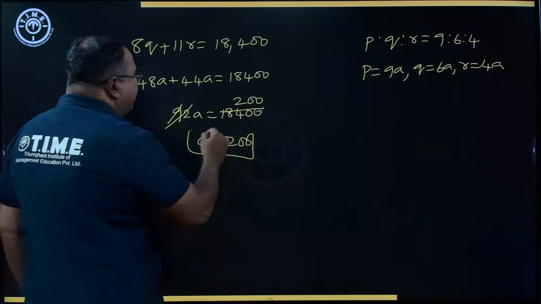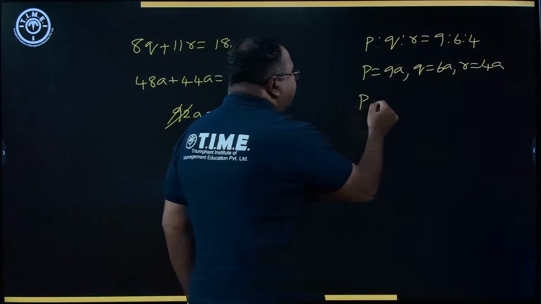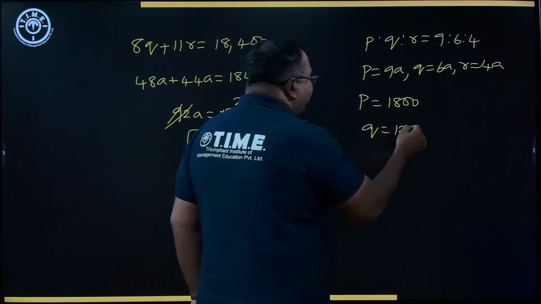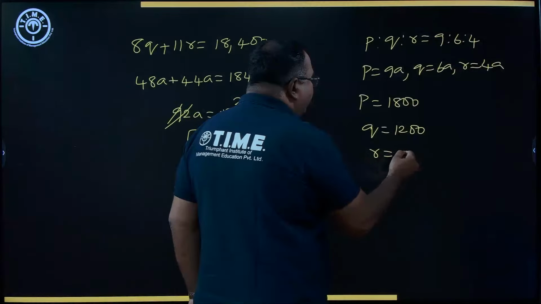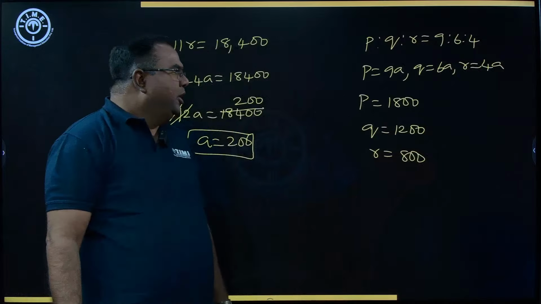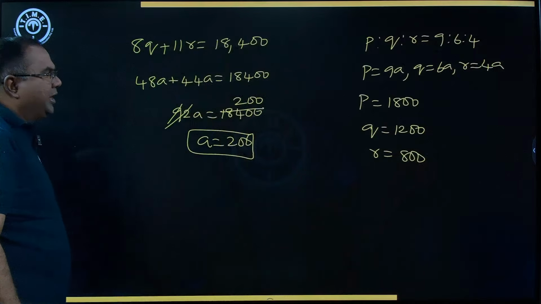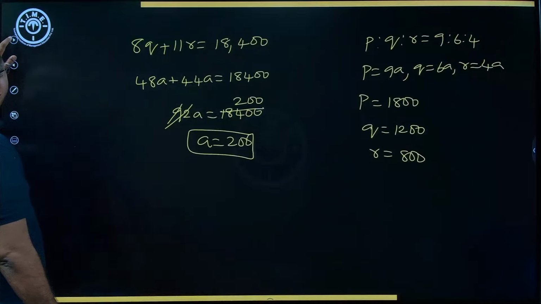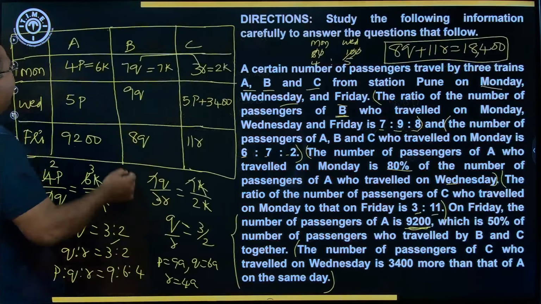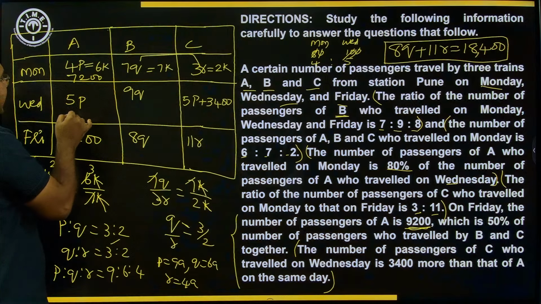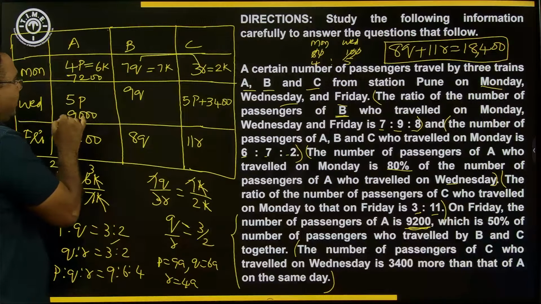So when A value is 200, my P is 1800. My Q is 6 into 2, 1200. My R is 4 into 2, 800. So I got my P value, Q value, and R value. P is 1800, Q 1200, and R is 800, right? Now P 1800. Let me substitute here 4 into 18, 7200. P is 1800, so this is 9000, right?